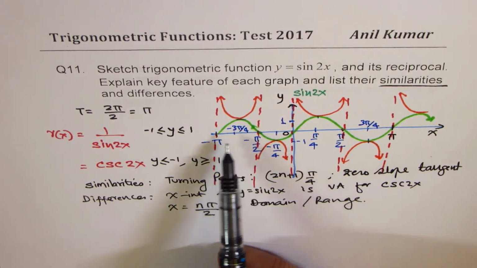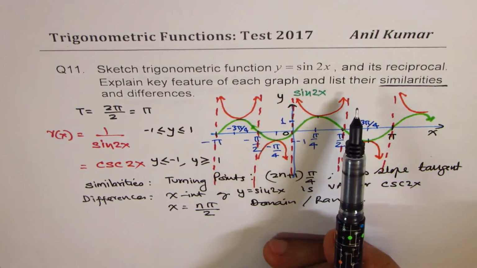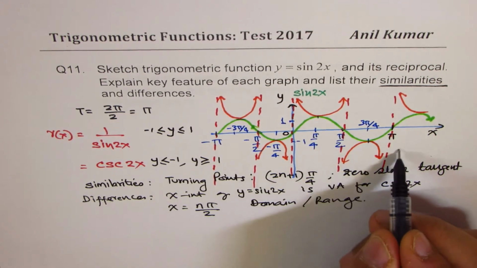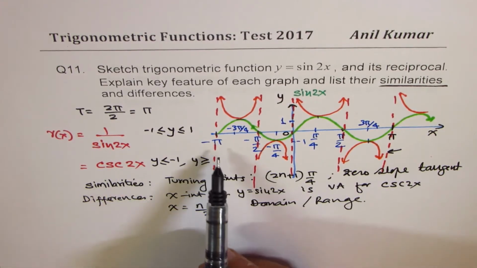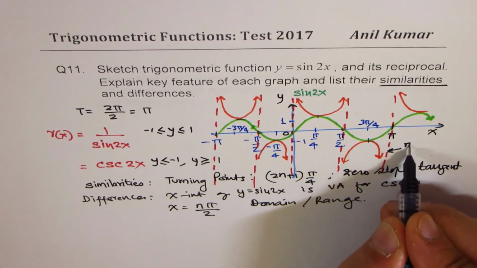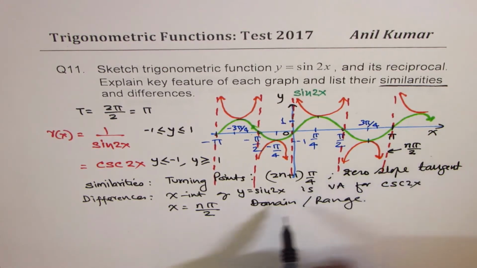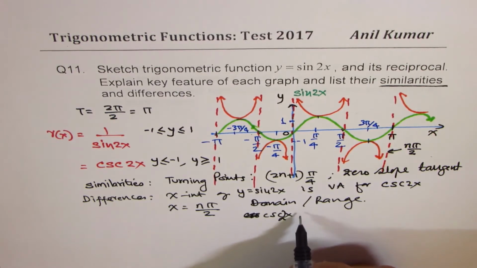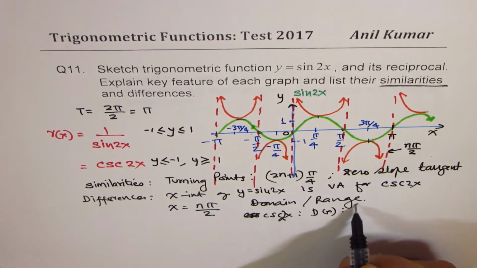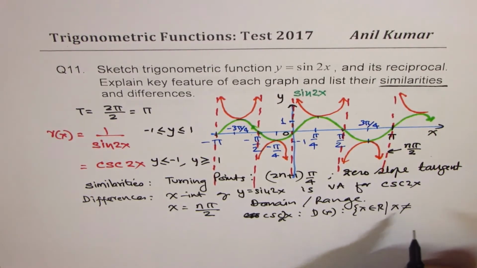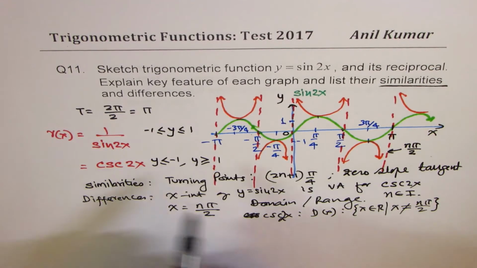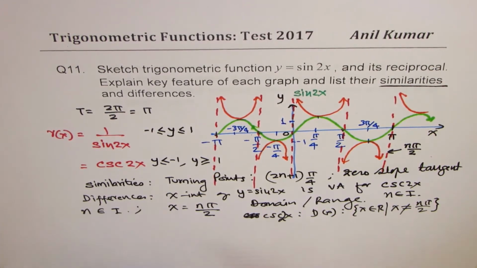The vertical asymptotes are not in the domain of the reciprocal function, so that gives the restrictions in the domain. These vertical asymptotes are, as we just mentioned, at the x-intercepts of the sine function, which is n pi by 2. So these are not in the domain of cosecant 2x. The domain of the function is x belongs to real numbers where x is not equal to n pi by 2, where n belongs to the set of integers. I hope in short that gives you the gist of the answer.